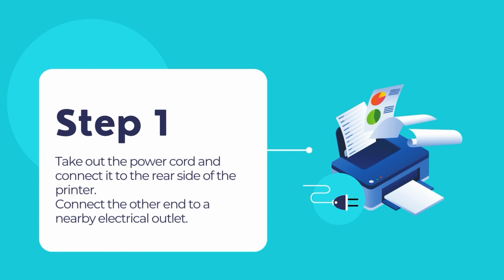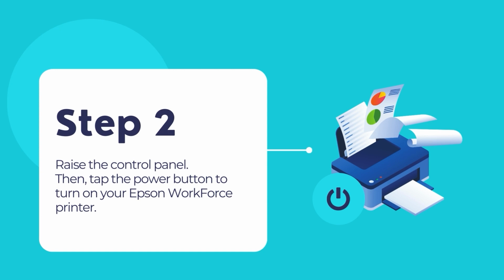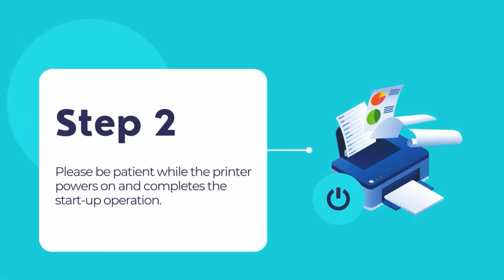Take out the power cord and connect it to the rear end of the Epson printer. Connect the other end of the power cord to a nearby electrical outlet. Raise the control panel. Then tap the power button of your printer to turn on your Epson printer. Wait till the printer powers on and completes its startup operations.